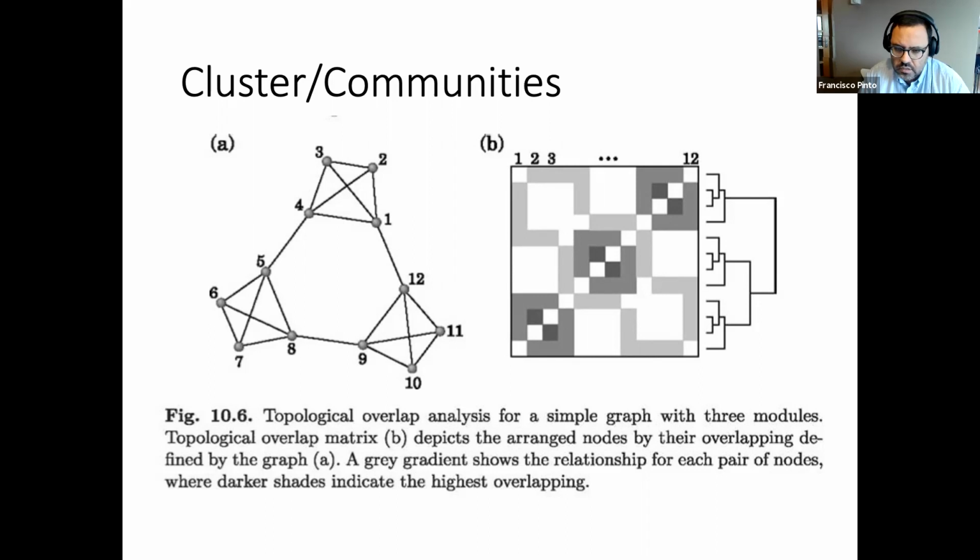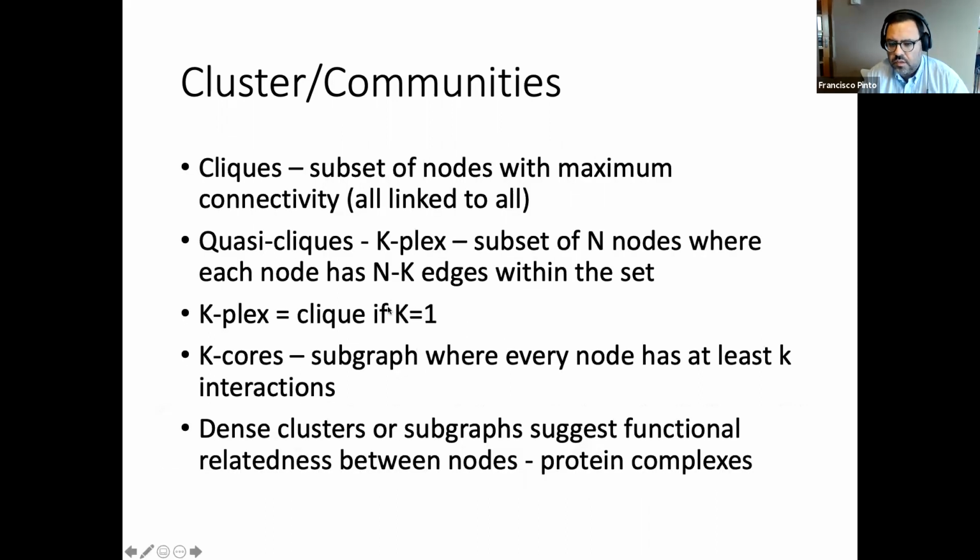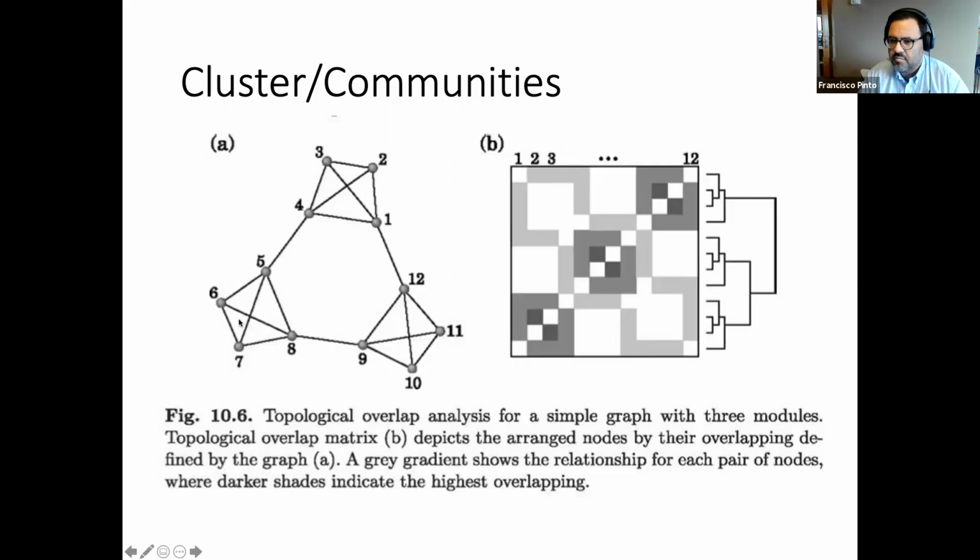No, sorry, I'm saying it wrong. If a 1-plex is a clique, because a 1-plex is a set that has 4 nodes, so if I demand all nodes to have 3 links within the set, it's a clique. But if I demand every node to have n-2 links, then it is a 2-plex. I demand that every node has at least 2 links to other nodes in the set.